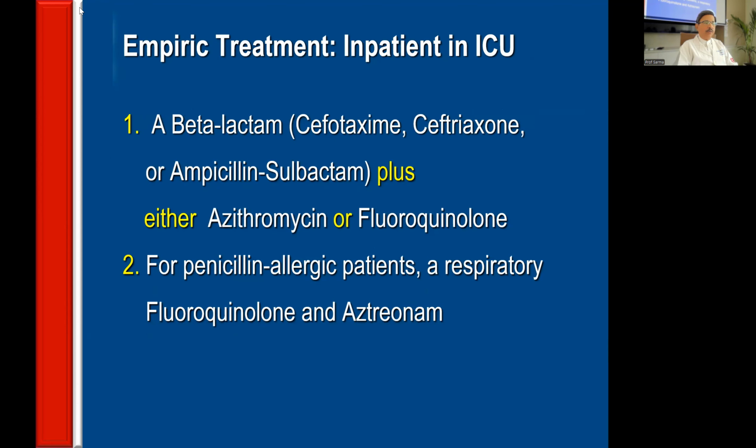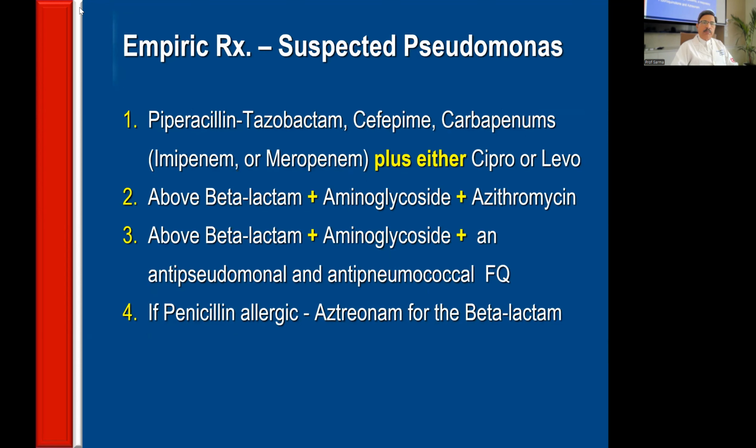Empiric treatment of inpatient in the ICU. That is the 3rd category of patient. Here, a beta-lactam must be used, and then along with that, you use either a fluoroquinolone or an azithromycin, either a macrolide or a fluoroquinolone combined with a beta-lactam antibiotic, preferably parenteral. Here, no oral, at least until the remission occurs. Penicillin allergic patients, azithromycin and fluoroquinolones can be combined.